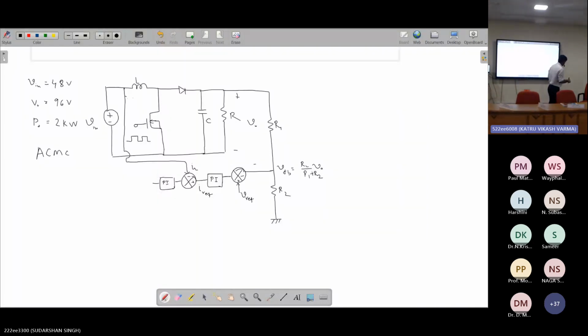So till now we have a continuous signal, but we need to generate the pulse signal to drive the switch. So we need to use some modulation technique. What we are doing is comparing this signal with a ramp signal using a comparator.